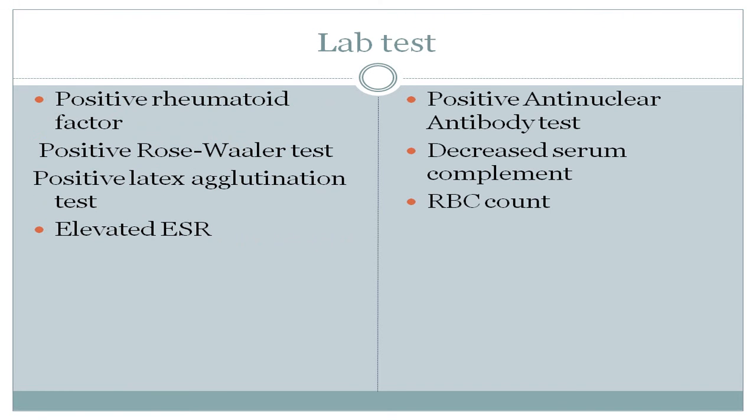The lab tests that we do: if a person has a positive rheumatoid factor, they may have rheumatoid disease. The person can have a positive Rose-Waaler test or a positive latex agglutination test. Elevated ESR looks at the sed rate, and so all of these can be possible indicators that the person has rheumatoid arthritis. They could also have a positive anti-nuclear antibody test.